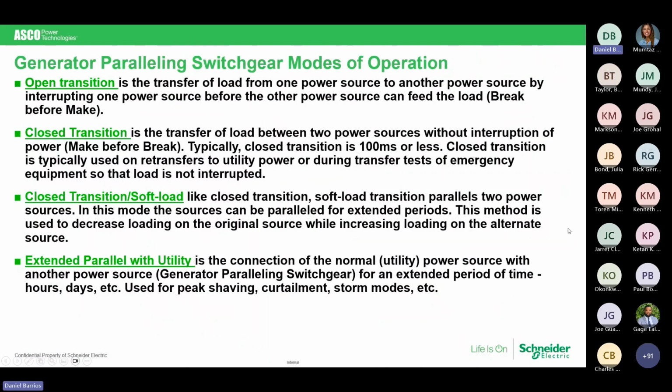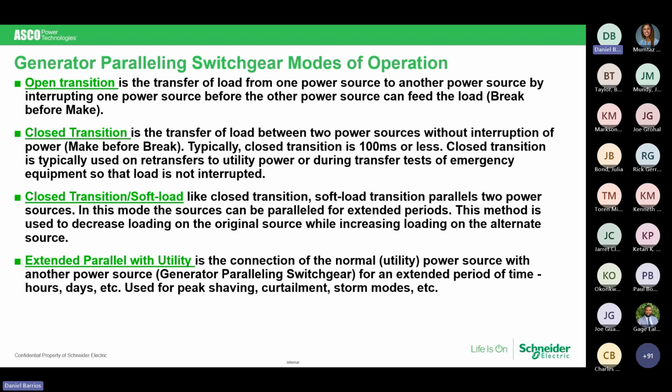Open transition is specifically that, break before make. In the case of our power breakers, our circuit breakers, we are totally reliant on a breaker that is very able to do 5-cycle closure repetitively, redundantly, okay?